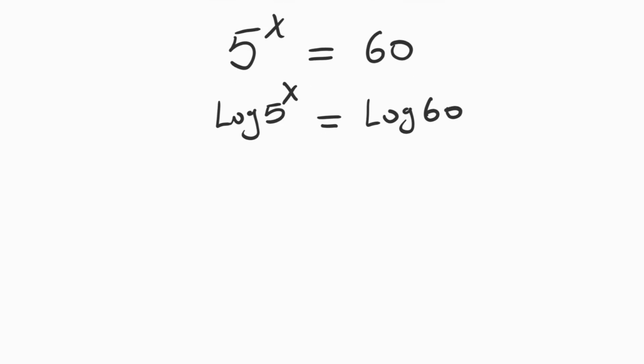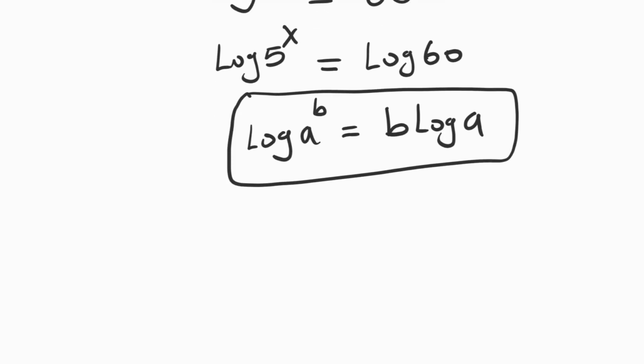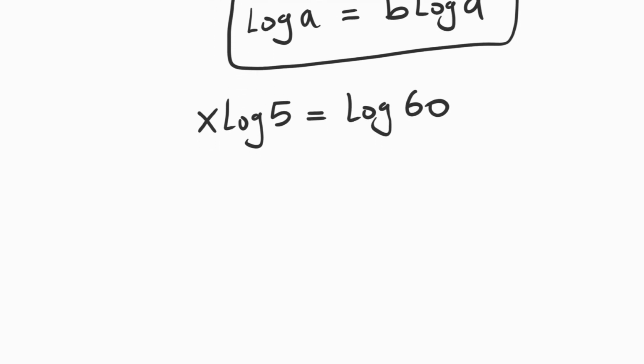Okay, now from the rule of log, we know that log of a raised to the power b is equal to b log a. So we're going to rewrite the left hand side of the equation, and the left hand side now becomes x log 5 equals log 60.